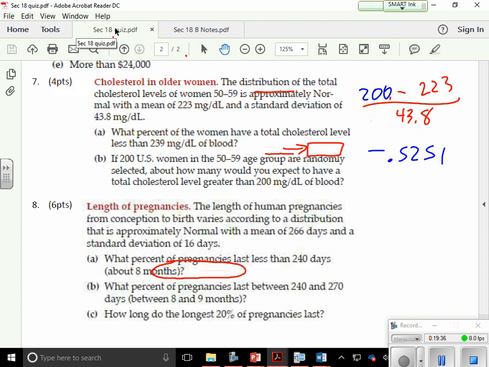So if I have 30.85% below, and I want greater than, I need above, that would be approximately 69.15% above. These subtract from 100. Those two should add up to 100, I think they do.